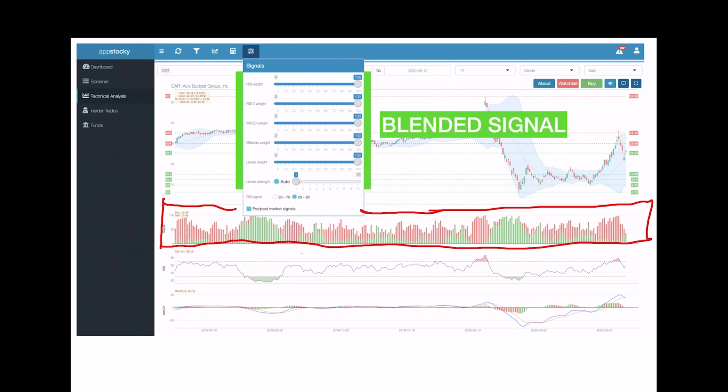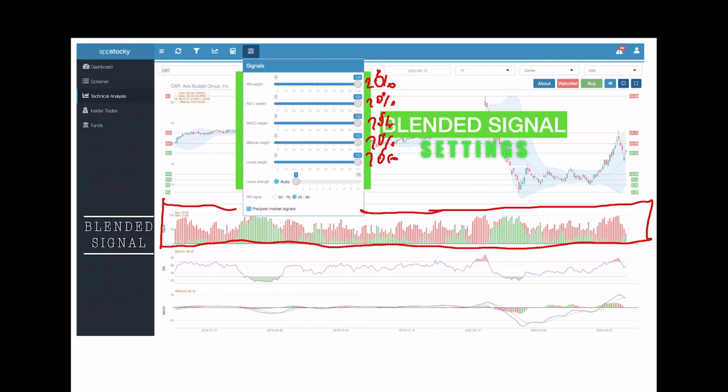Now, for the blended signal, you see right now settings over here. And here are the basic parameters that are taken into account. So let me know if you think that there should be some other indicators taking into account your experience, and we'll have a look at that, and potentially it could be a future improvement. However, let's have a look at the situation right now. So you see right now RSI 14, 2, MACD, Bollinger Bands, and levels as part of the blended signal, and each of those have 100, 100, 100, 100. What does it mean? It means that in the overall signal, the weight is 20%, 20%, 20%, 20%, 20%.